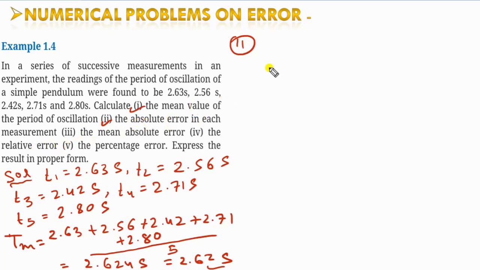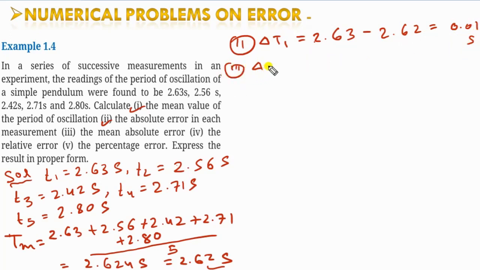Find the absolute error in each measurement. Let's say the absolute error in the first measurement is delta T1, then that would be equal to measured value minus true value, or the mean value. The true value is nothing but the mean value. Remember, mean value, true value, actual value are all the same. Measured value for the first measurement T1 is 2.63 seconds, minus true value. True value is nothing but the average value of all the measurements, that is 2.62 seconds. It would give us 0.01 seconds.